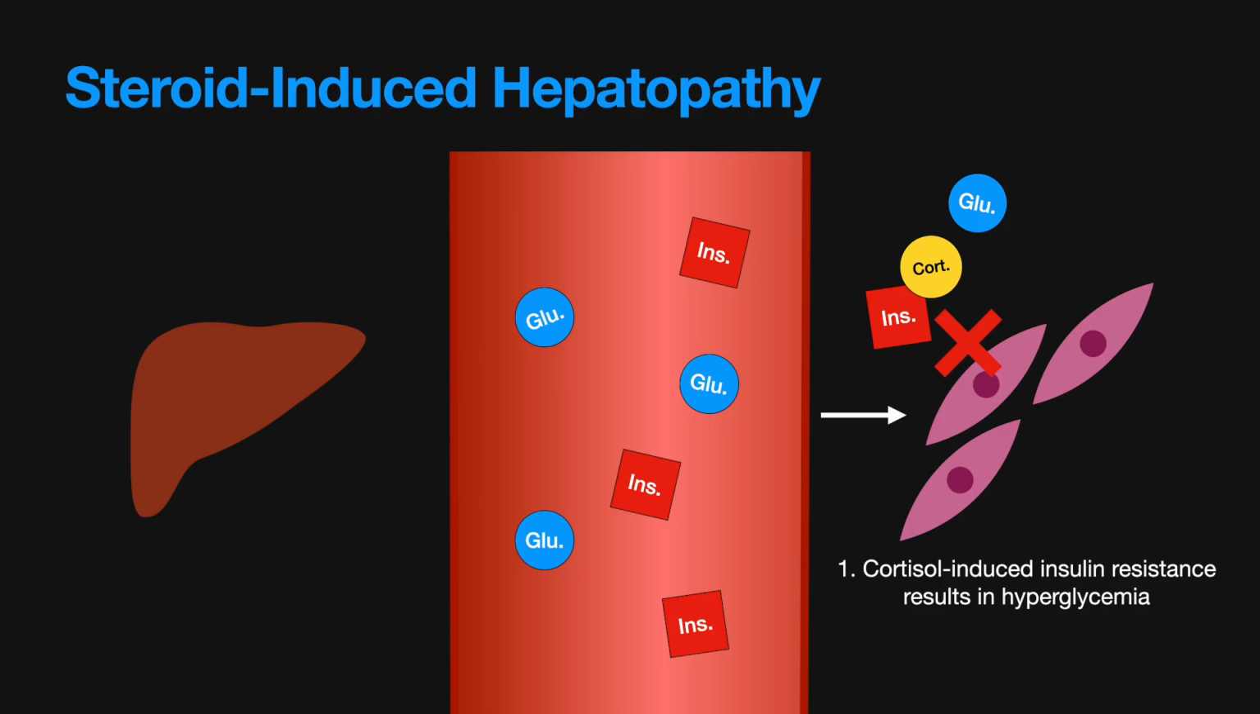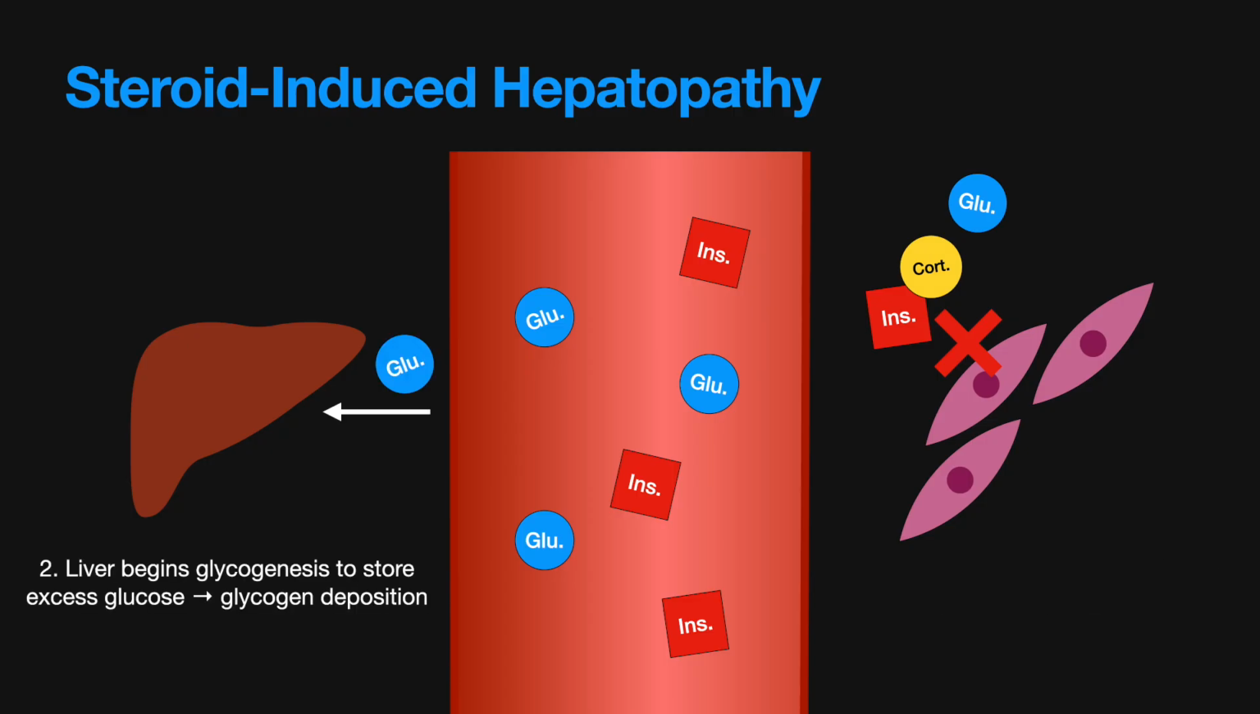Steroid-induced hepatopathy is the glycogen component of hepatomegaly from hyperadrenocorticism. This results from the cortisol-induced insulin resistance, which causes hyperglycemia. In response to the hyperglycemia, the liver begins glycogenesis to store that excess glucose. This results in glycogen deposition within the liver cells.